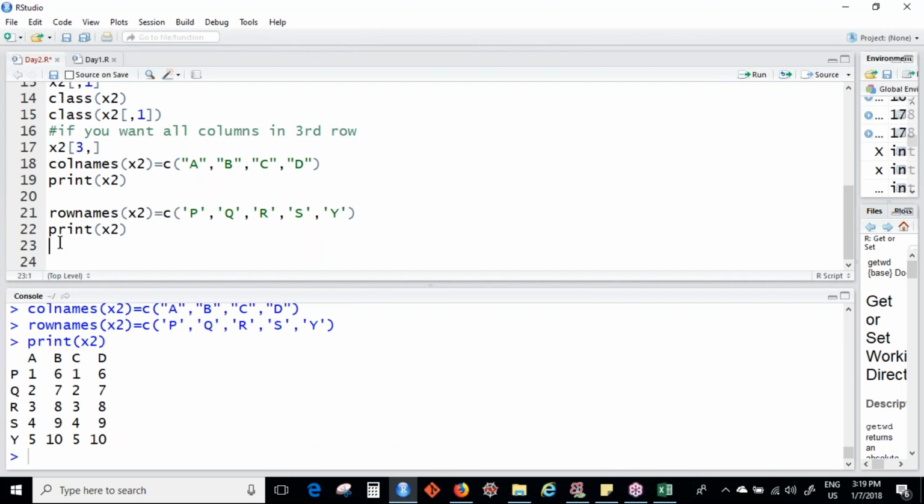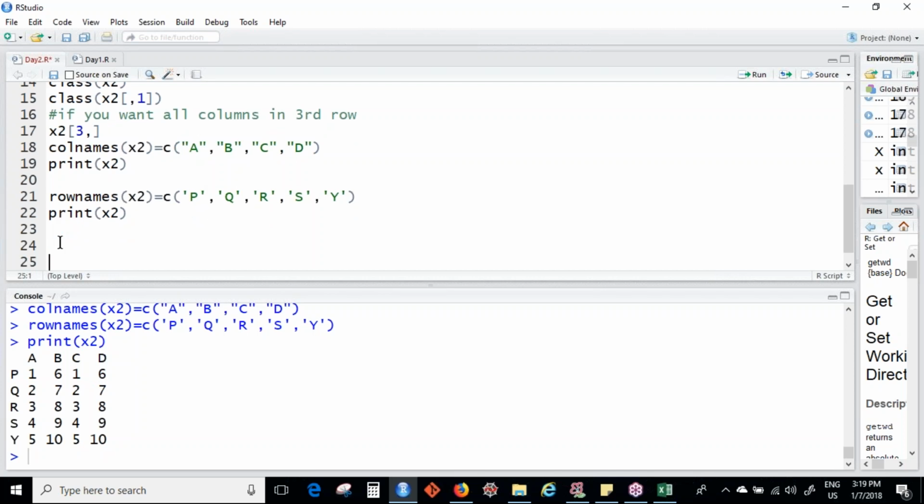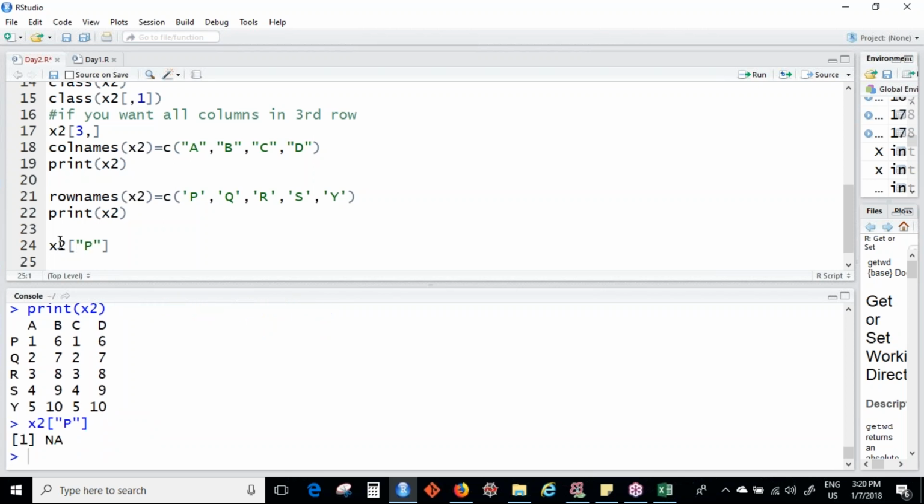Now once you have given names to your columns, you can still use the previous indexing, but you can call variables by the names also. So let's say I can write x2 and within quotes I can use P. What will happen if I give this? No, this will be column, right? A. Okay, it is giving me an NA. I think the dollar works.